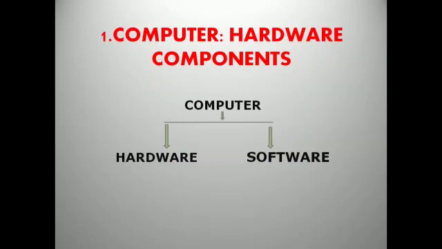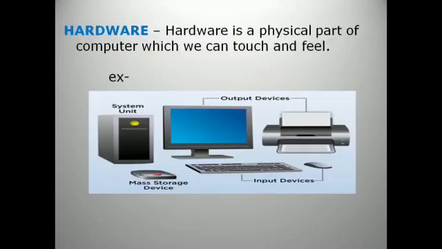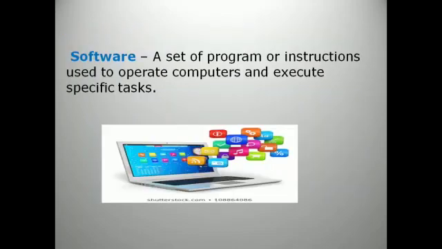Computer is divided into two parts. First is hardware and second one is software. What is hardware? Hardware is a physical part of computer which we can touch and feel. Any physical devices which we can touch and feel is called hardware. Example: monitor, CPU, printer, keyboard, and many devices which we can touch and feel, and it is a physical part of computer. Software is a set of programs or instructions used to operate computer and execute a specific task.